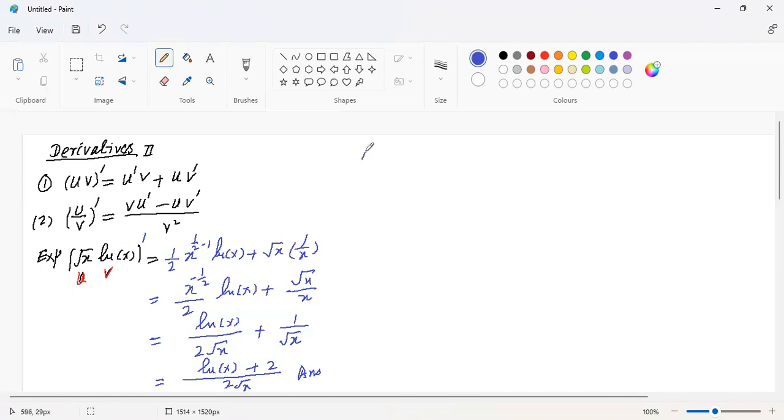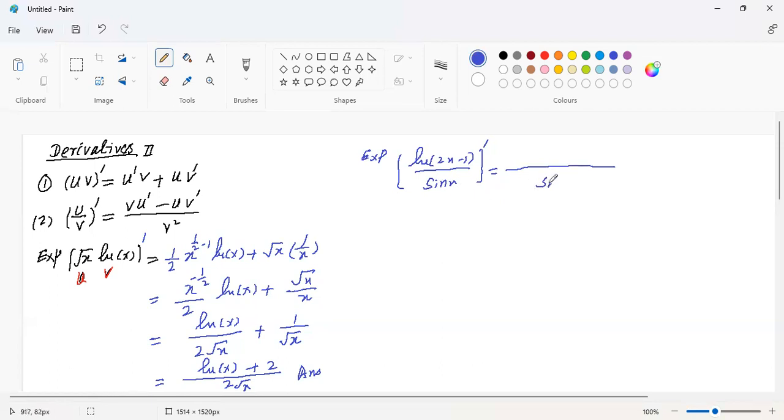Now the example for the next formula, U by V. Let we have a function ln of 2x minus 1 whole divided by, say, the sine of x. We already studied the formula of the derivative of trigonometric functions in the previous lesson. And we use the U by V formula. And what is the U by V formula?